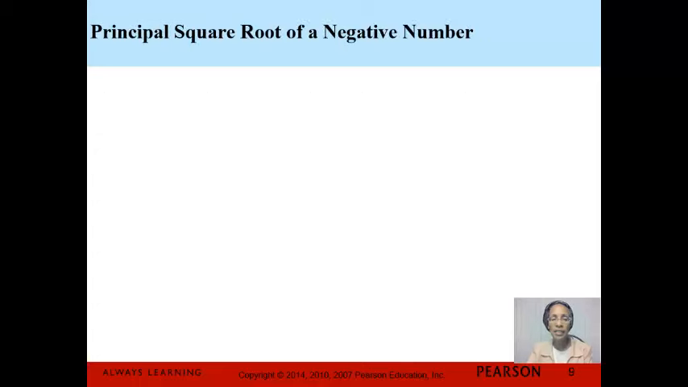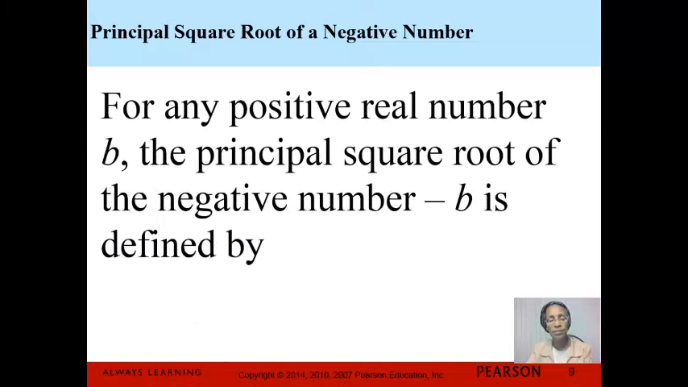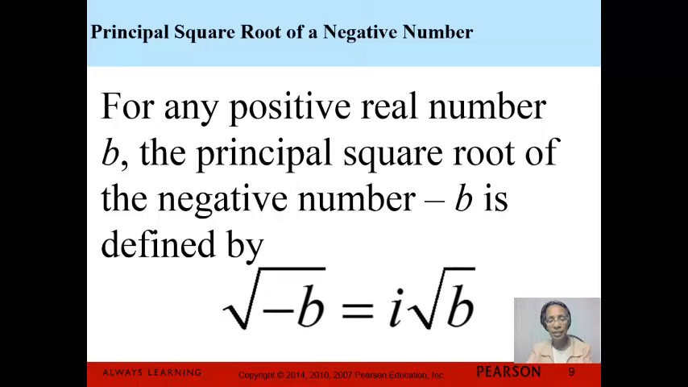Last but not least is the principal square root of a negative number. For any positive real number b, the principal square root of the negative number -b is defined by the square root of -b equals i times the square root of b.